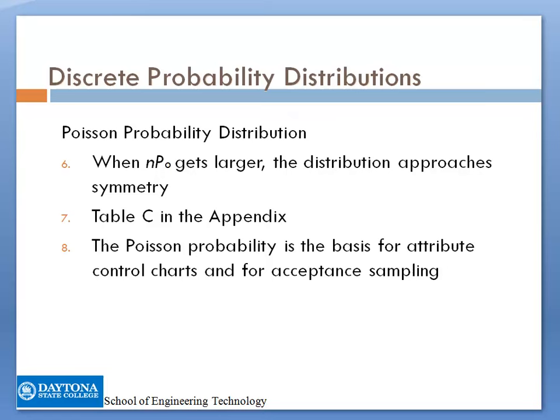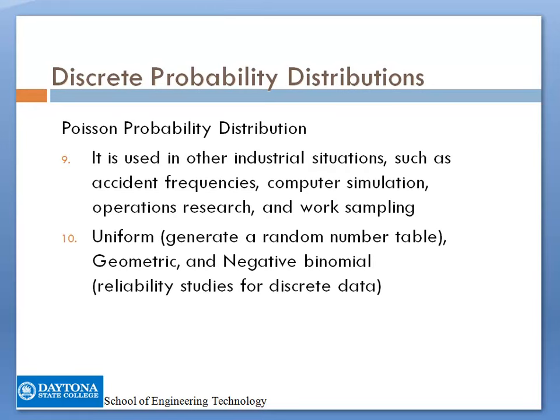And for this type of distribution, you can use a table, and this is table C in your appendix. Now, this type of probability is the basis for attribute control charts and for acceptance sampling that we're going to see later on in this semester. It's also used in other industrial situations, such as accident frequency, computer simulation, operations research, and work sampling.